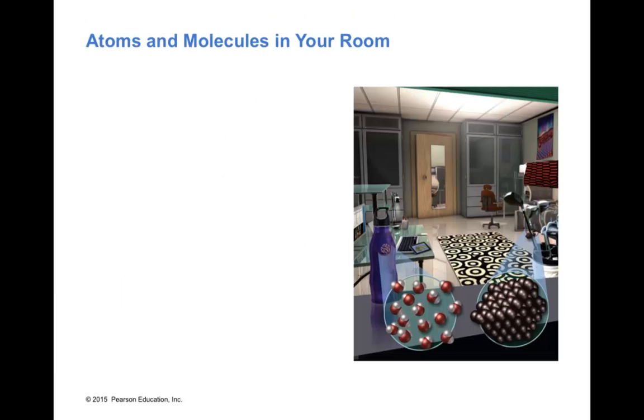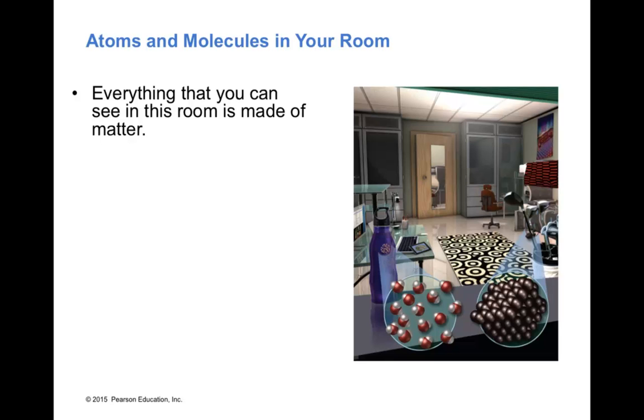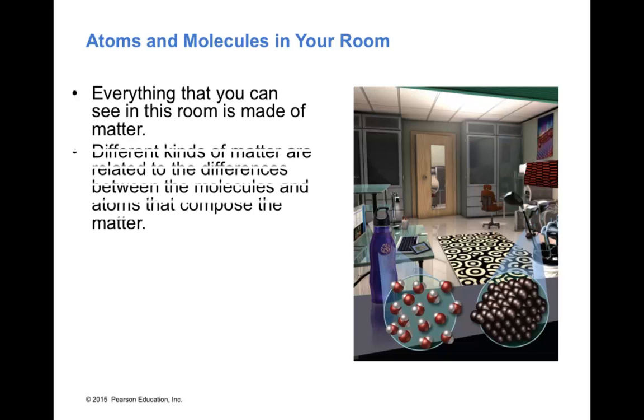Take a look around you. Everything that you can see in this room is made of matter, in the same way that everything that is around you now. Also, you can observe that everything has a different appearance, and this is because of the matter that it composes. Different kinds of matter are related to the differences between the molecules and atoms that compose the matter. That's why you can see different types of matter, because there are different atoms and also arrangements that produce a specific type of matter.